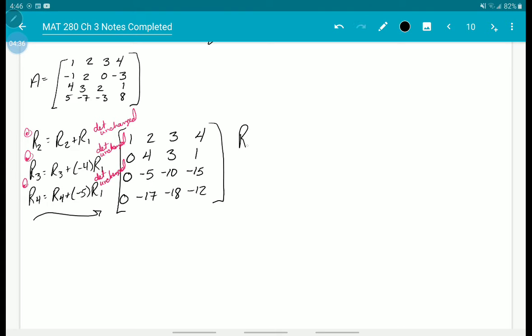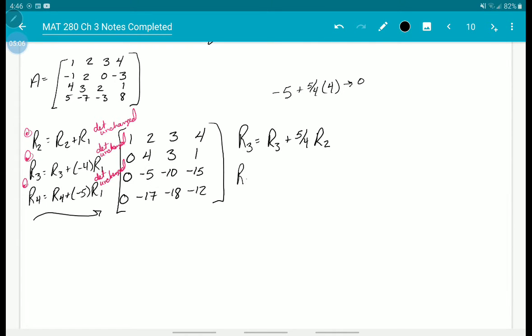So now let's take row 3 and replace it with row 3 plus 5/4 times row 2. And when we do that, just looking at these entries, so row 3 is negative 5. And if I add 5/4 times row 2 to it, I'm adding 5/4 times 4. And that will give me the 0 that I need in that slot there.